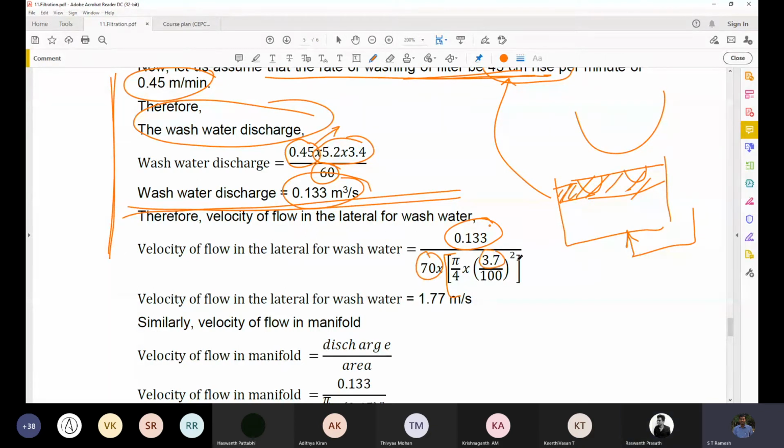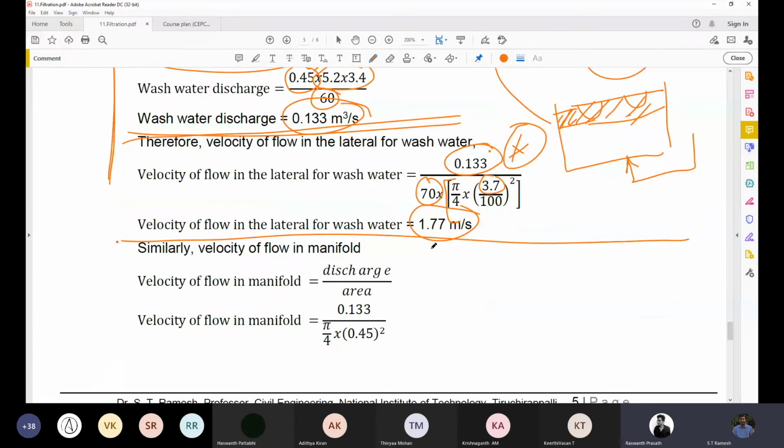The diameter is about 3.7 centimeter square by 100. So you may get the velocity of the water to be supplied through the laterals as 1.77 meter per second. Is it okay? Yes, sir. Okay. This is also something which is important. And now you can find out what could be the velocity through the manifold, central manifold pipe.